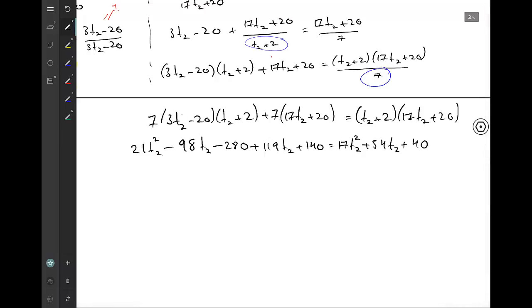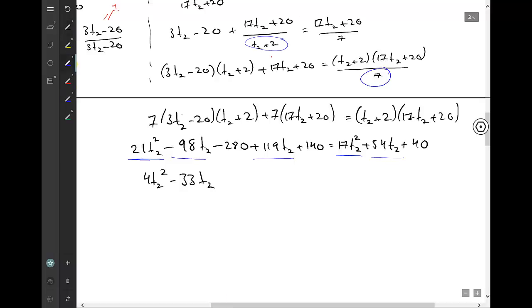Okay, so now we get everything to the left hand side. So we can start with these ones here. So 4t2 squared, then we go to these ones here. We end up with minus 33t2, and then we look at these ones here. So we end up with minus 180 equals 0.